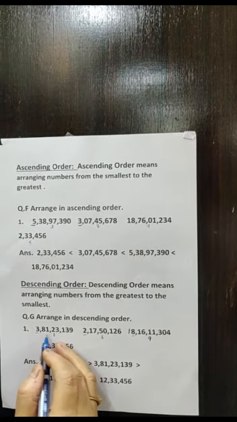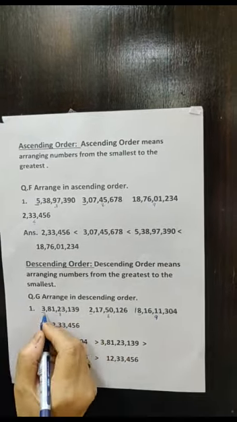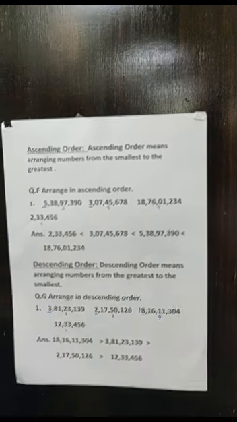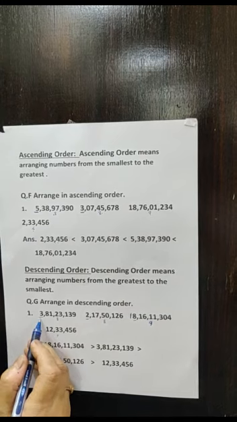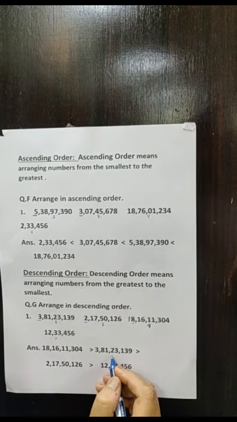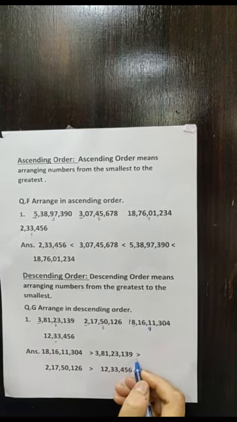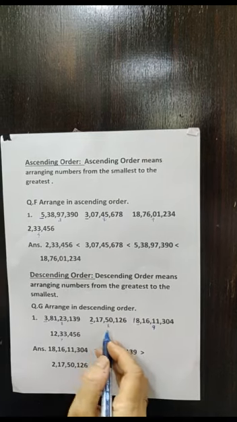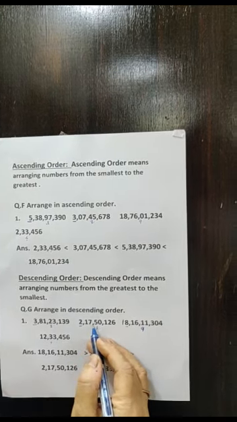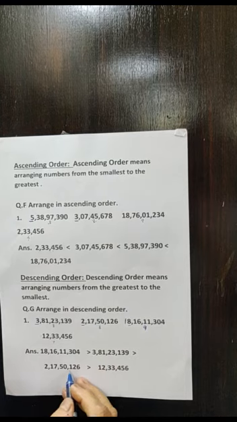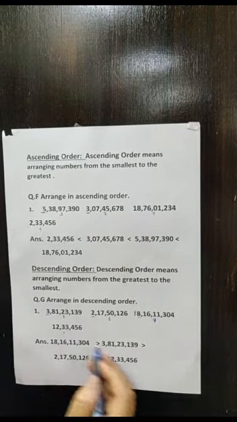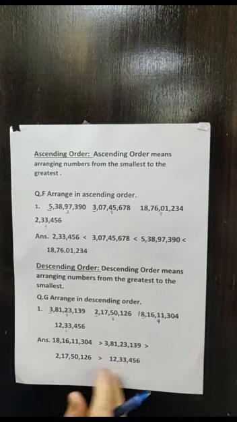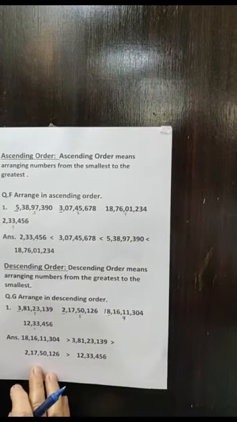Then we will compare these two, 3 crore and 2 crore. So which is the greatest among these two? 3 crore. So we will write 3 crore 81 lakh 23,139. Next is 2 crore 17 lakh 50,126. Then the last will be 12 lakh 33,456. This way we will arrange all the numbers in descending order.